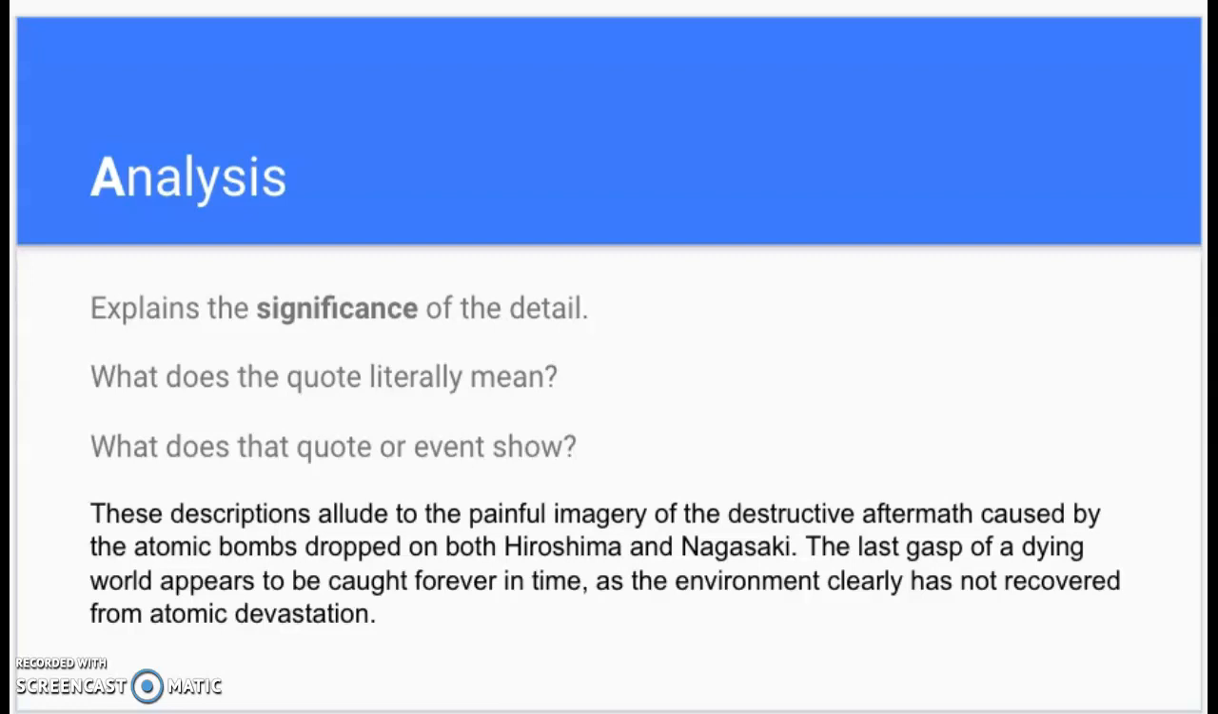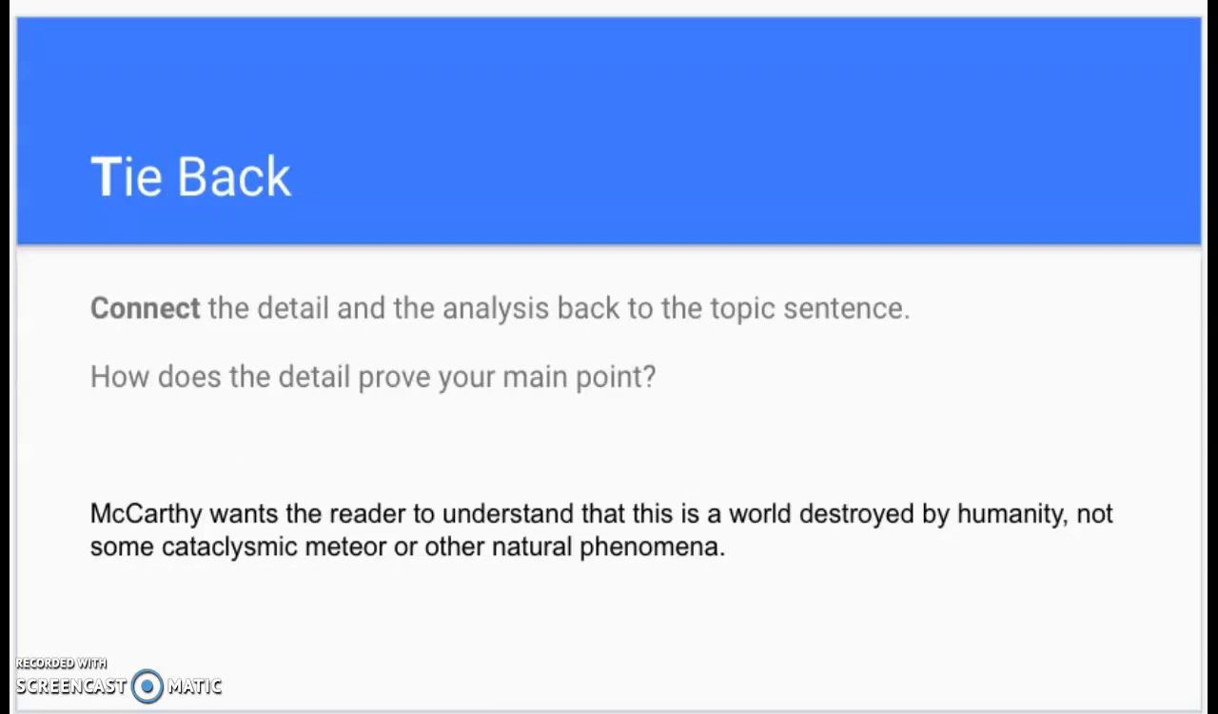Once I've given the analysis, my final sentence of this TBDAT paragraph is a tieback sentence. This is where I connect the detail and the analysis back to the topic sentence. Your tieback sentence should always answer the question: how does that detail prove your main point? My tieback sentence is: McCarthy wants the reader to understand that this is a world destroyed by humanity, not some cataclysmic meteor or other natural phenomena.